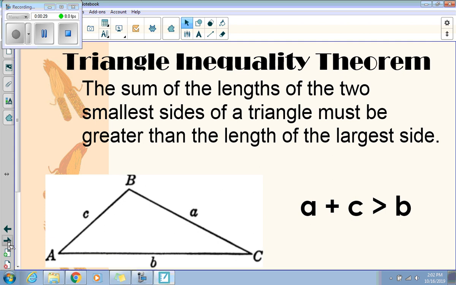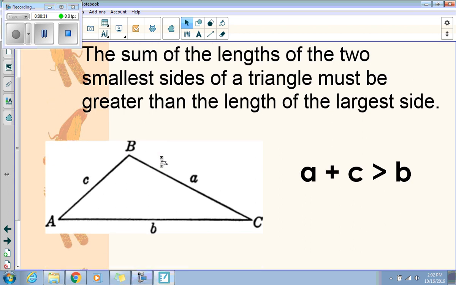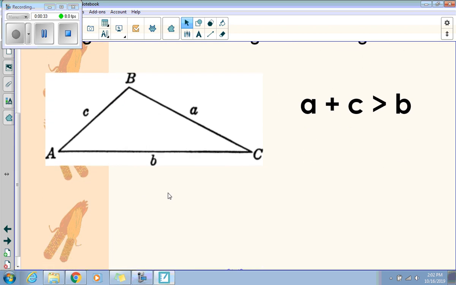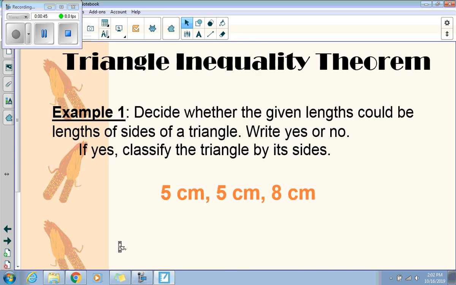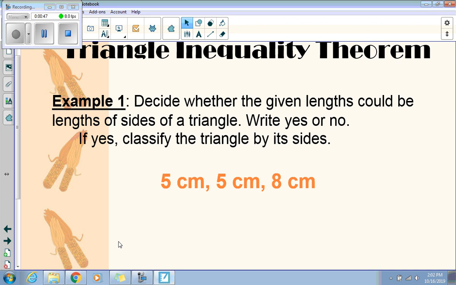So if we're looking at a triangle, and possibly they give us some numbers for the possible lengths, we're going to be deciding whether or not these are going to be triangles or not based off of that theorem. So here we're going to decide whether or not the lengths could be that of a side of a triangle. And if so, we're going to classify them.